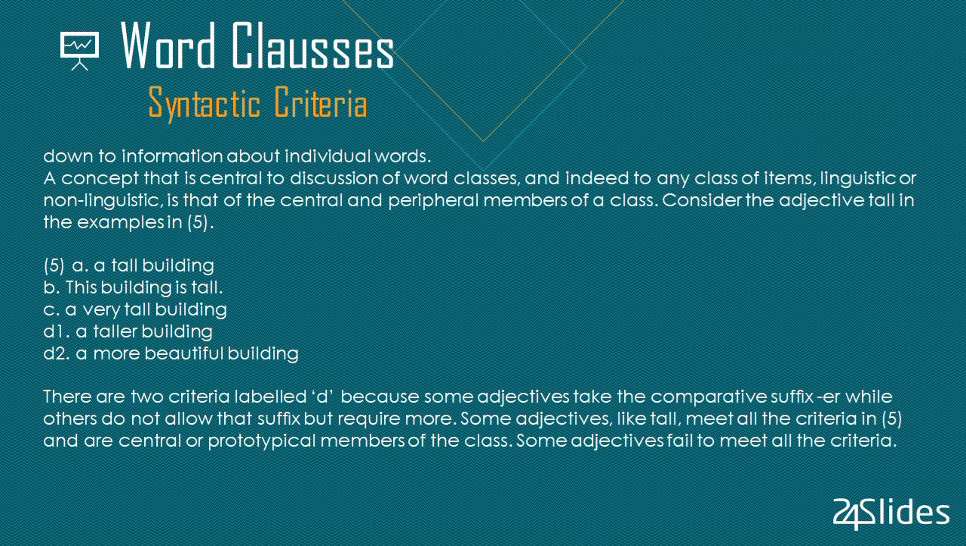There are two criteria labeled D because some adjectives take the comparative suffix, while others do not allow that suffix but require more. Some adjectives like tall meet all the criteria in 5 and are central or prototypical members of the class. Some adjectives fail to meet all the criteria.